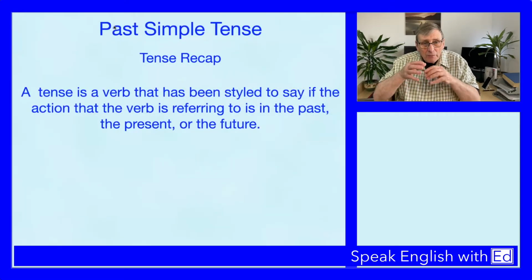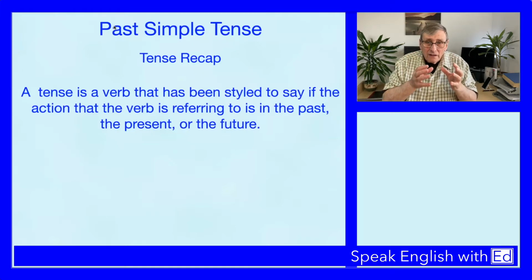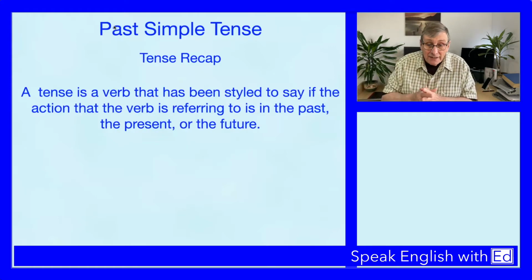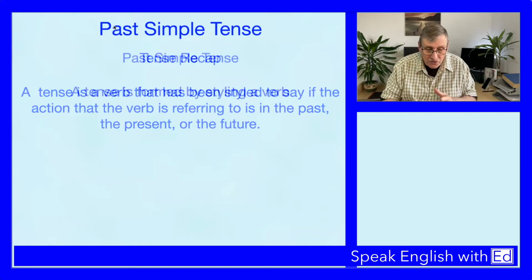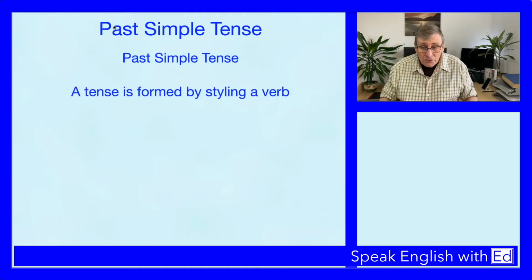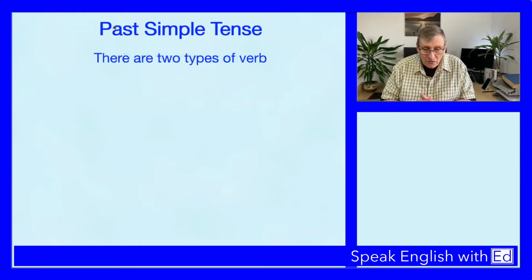So what is a tense? Well, a tense is a verb that's been styled in such a way that it tells you when the action of the verb occurred, when it happened, whether it's happened in the past, in the future, or right now, whether it's valid now. So that's what a tense does. Now, a tense is formed by styling a verb. We've just said it's a style of verb.